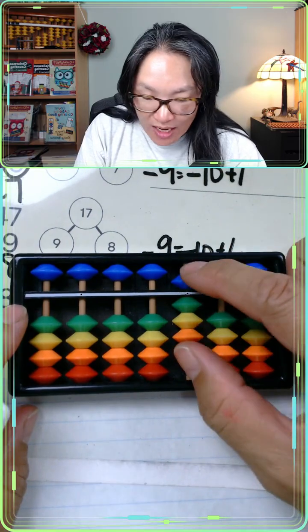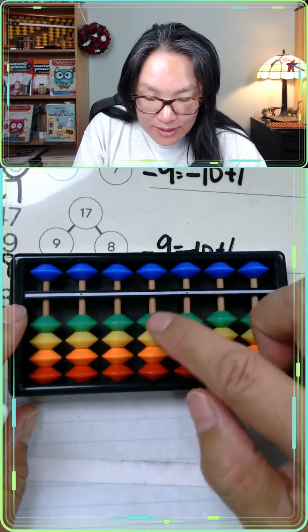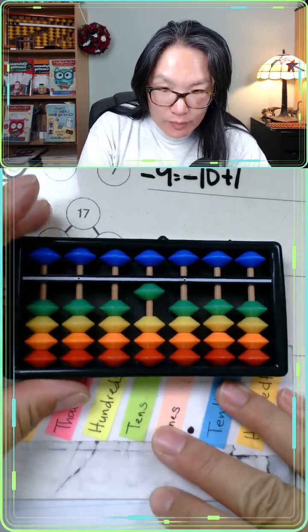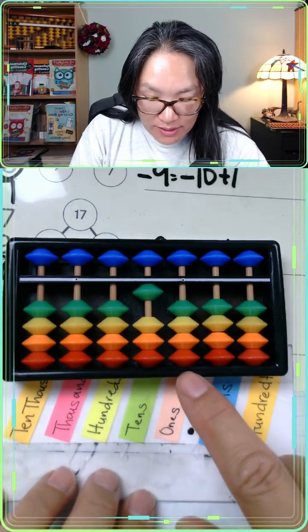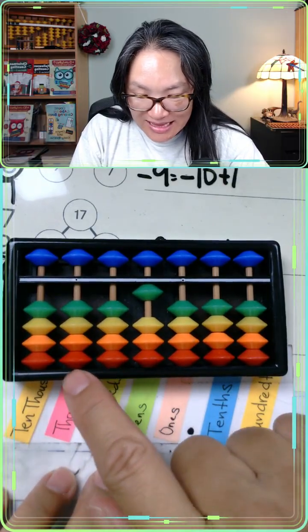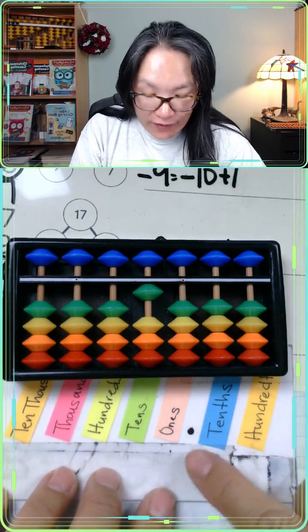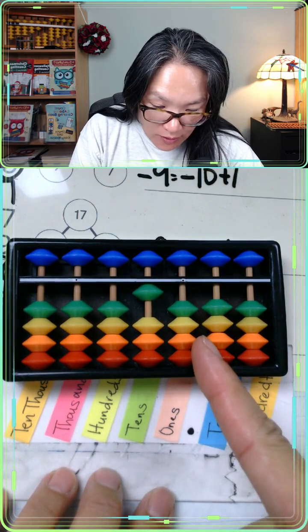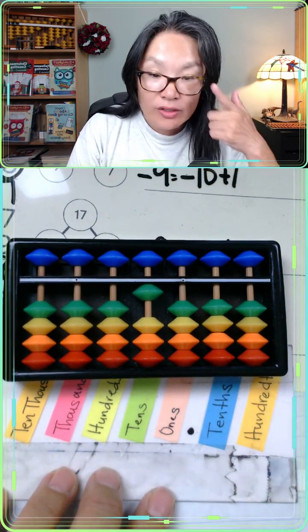So when we have 9, we can do 10. 10 looks like that. Why? Because every column is a place value. So we have our ones, our tens, our hundreds, thousands, and 10,000s. We have decimals. Between the ones and the tenths is the decimal. Then we have our tenths and our hundredths.